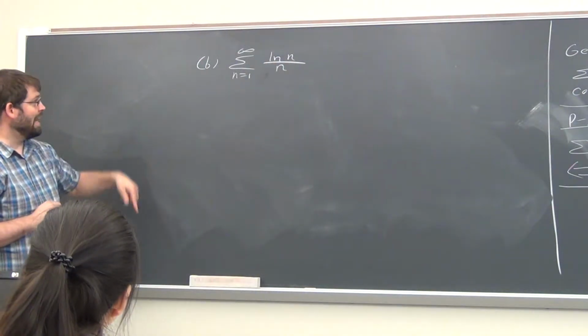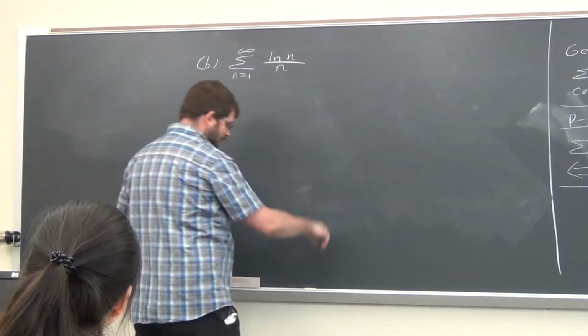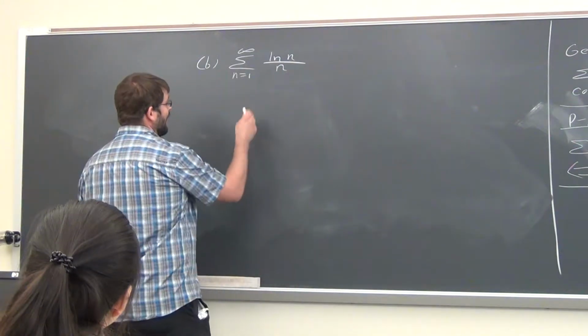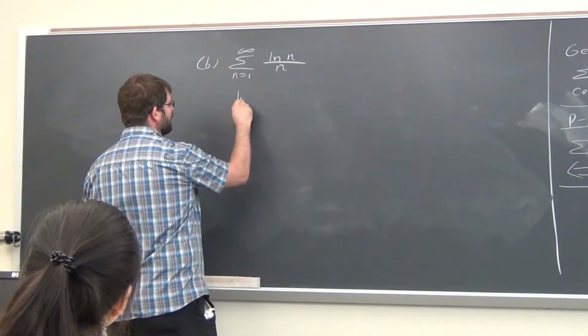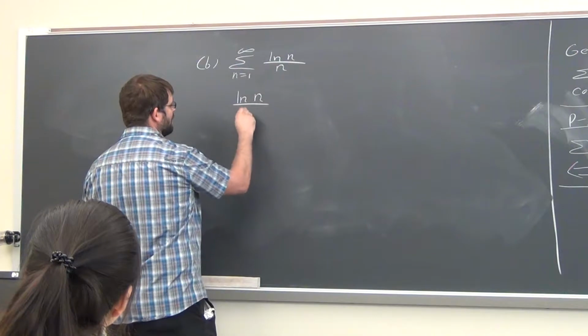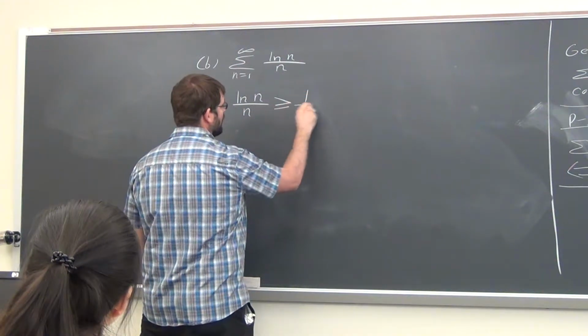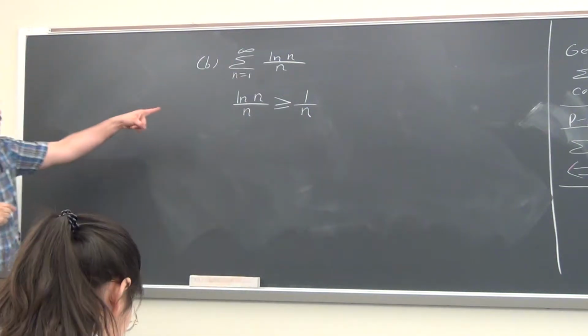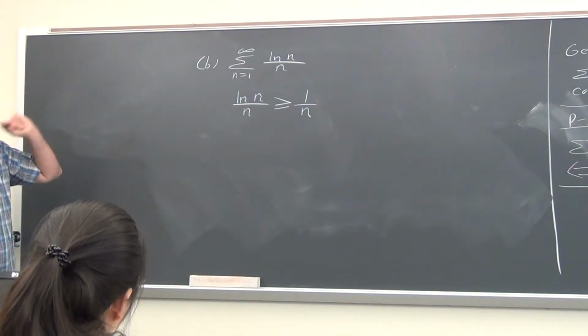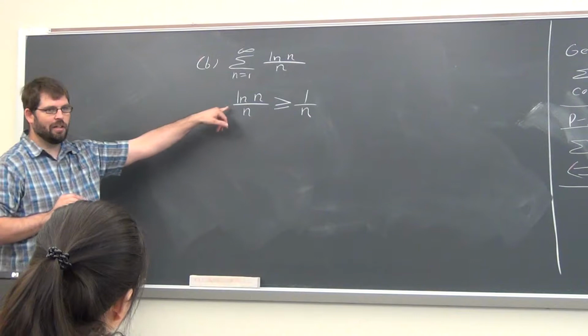And so the point is, that's actually bigger than the harmonic series. And so all you have to do in this one is say, natural log of n over n is greater than or equal to 1 over n. That's not quite true though, right? What, when n is 1, what's this left-hand side?